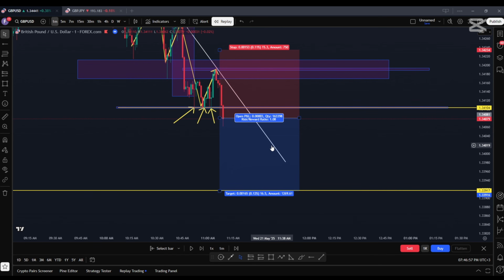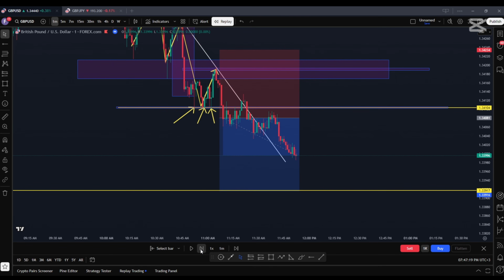We are looking for a small risk, and then we aim for more as our target. Okay, so let us see how this trade is moving. Yes, boom, up to our take profit. So that was our breakdown for today on GBP USD.